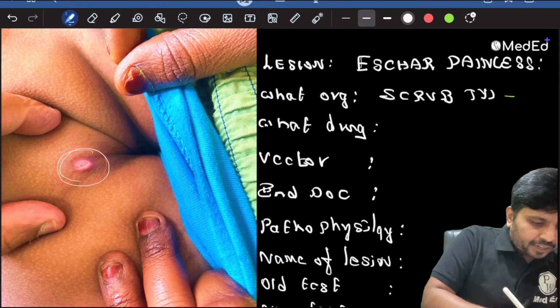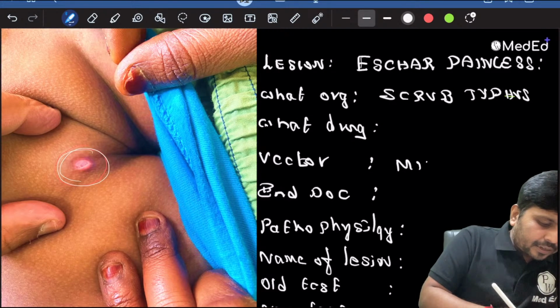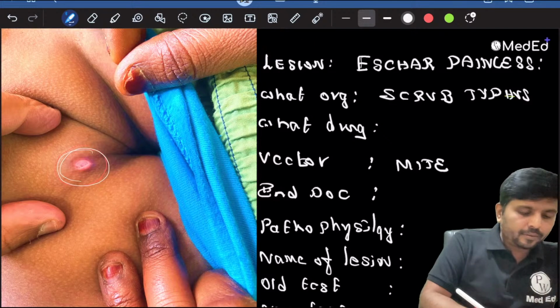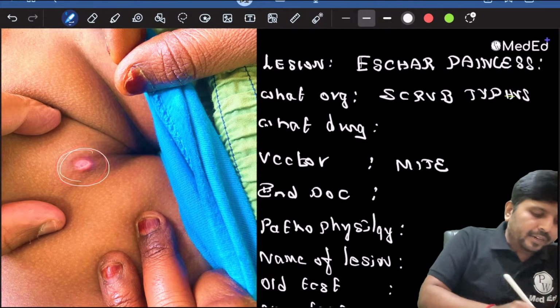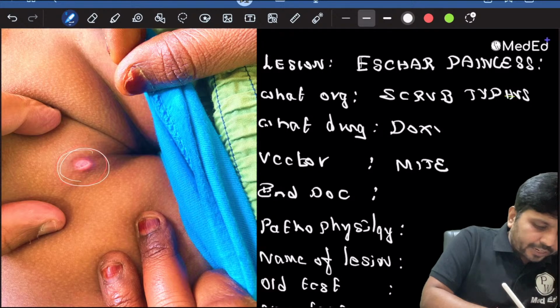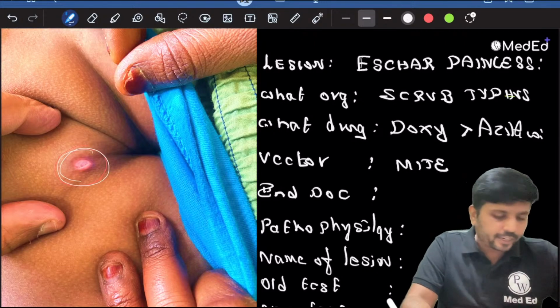Occurs in scrub typhus, and it is through mite. The area where the mite enters the body. Drug of choice is doxycycline, if not azithromycin, but the preliminary drug of choice is doxycycline.